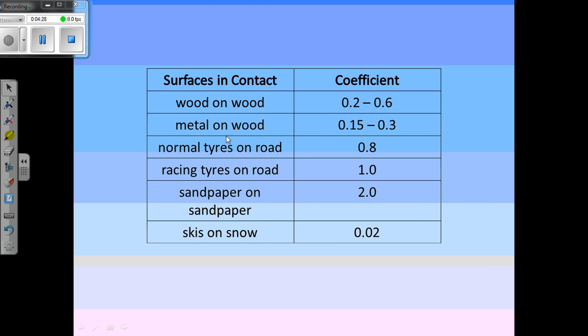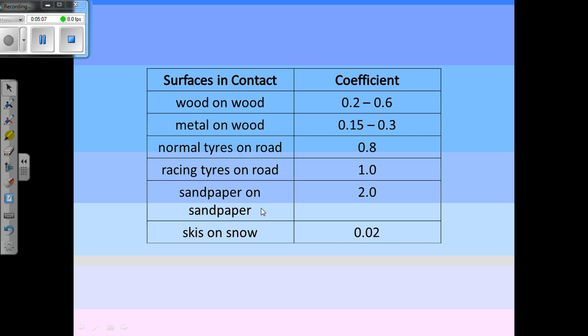You don't have to remember these, but if you've got two wood objects, the coefficient would be between 0.2 and 0.6. Metal on wood, 0.15 to 0.3. Racing tyres on the road would be a coefficient of 1. Skis on snow, a coefficient of 0.02. So obviously the lower the coefficient of friction, the less friction there is, because with skis on snow, you don't want there to be much friction, otherwise the enjoyment of going down a slope would be diminished.